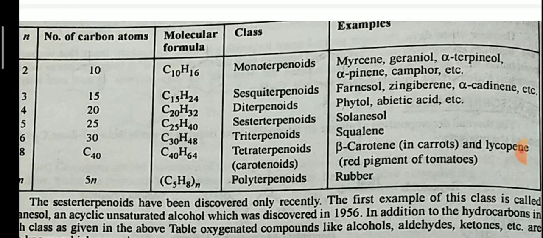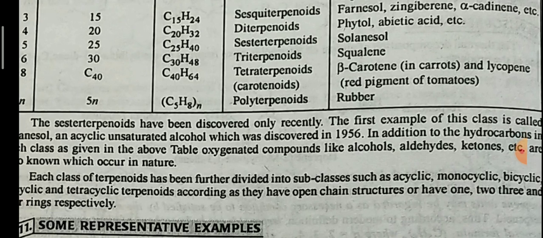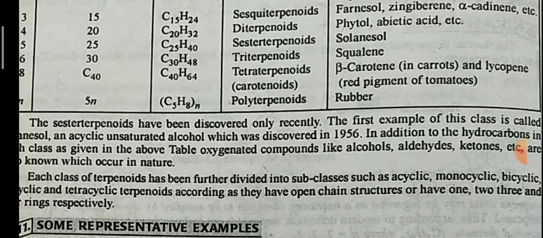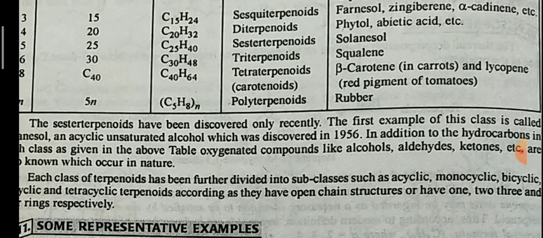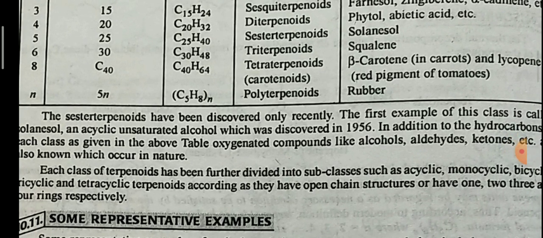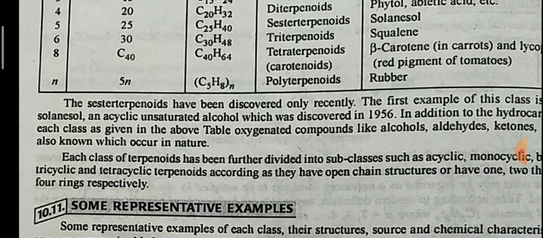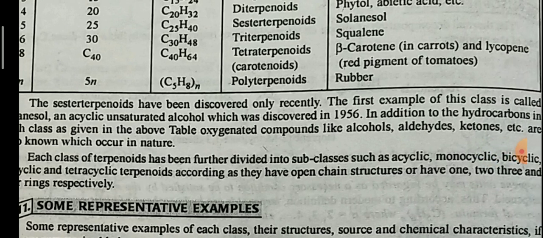(C5H8)n, polyterpenoids. Example: rubber. The sesterterpenoids have been discovered only recently. The first example of this class is called ophiobolin, an acyclic unsaturated alcohol which was discovered in 1956. In addition to the hydrocarbons in each class as given in the above table, oxygenated compounds like alcohols, aldehydes, ketones are also known, which occur in nature.